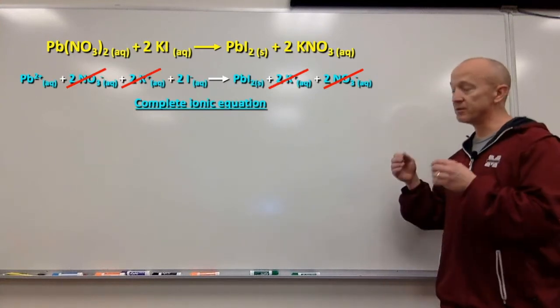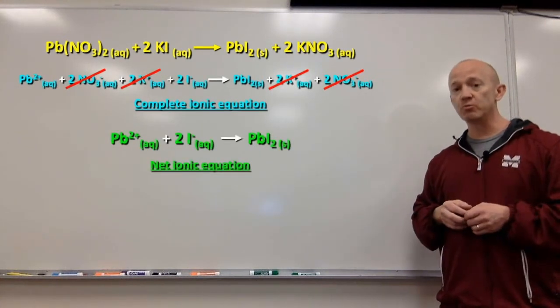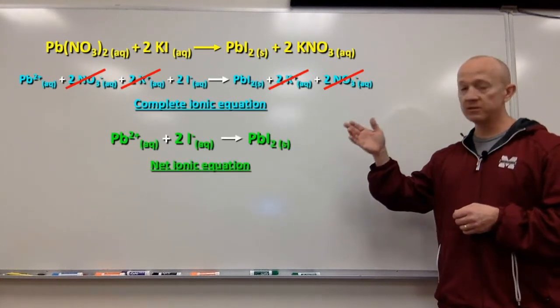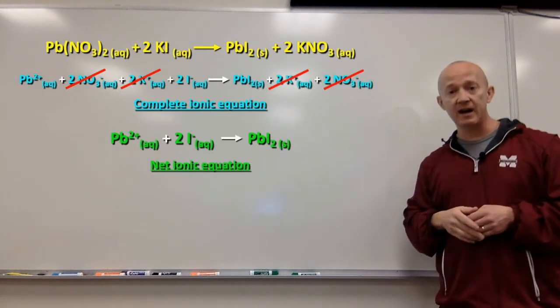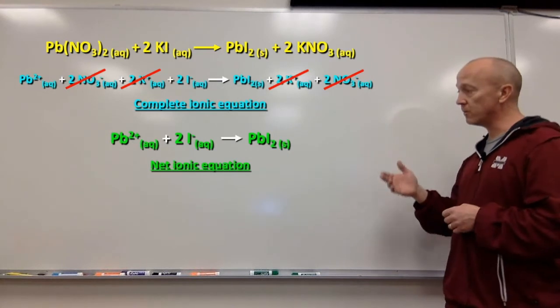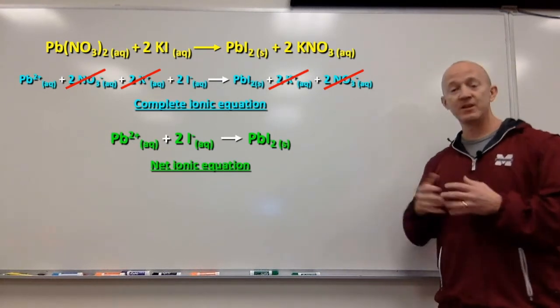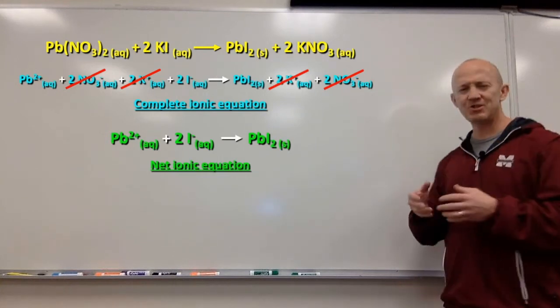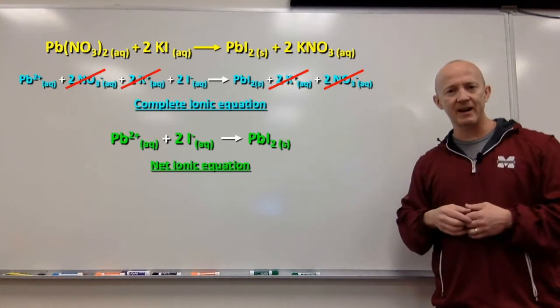Everything else participates in the reaction. So for our net ionic equation, we'll show an aqueous lead-2 ion combining with 2 aqueous iodide ions to form lead-2 iodide solid. And that is our net ionic equation. It shows us who the real players are, lead-2 and the iodide ions.